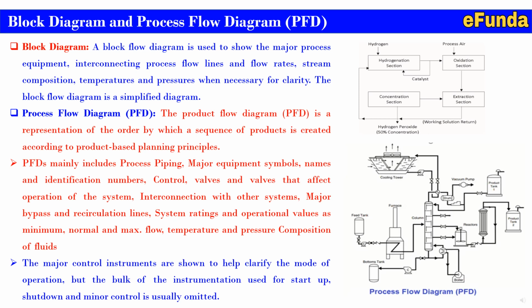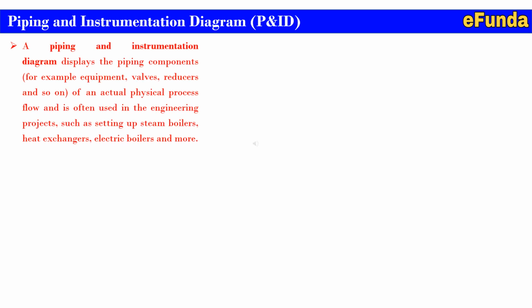The major control instruments are shown to help clarify the mode of operation, but the bulk of the instrumentation used for startup, shutdown and minor control is usually omitted from the PFDs. Now moving on to the piping and instrumentation diagram, that is P&ID. Typically a piping and instrumentation diagram displays the piping components such as equipment, valves, reducers and so on, along with the actual physical process flow lines, and is often used in engineering projects such as setting up a steam boiler, heat exchanger, electric boiler and more.